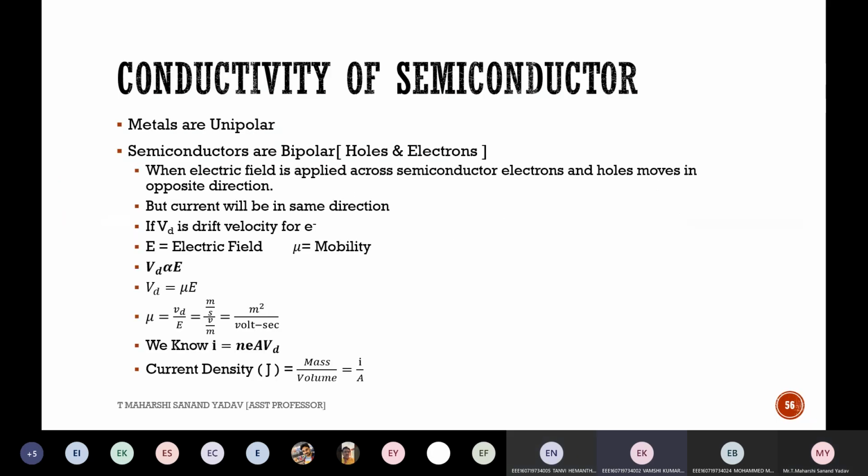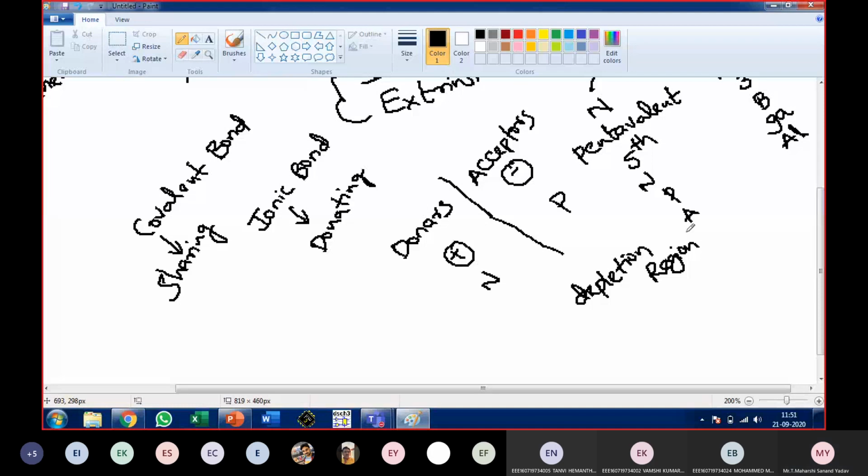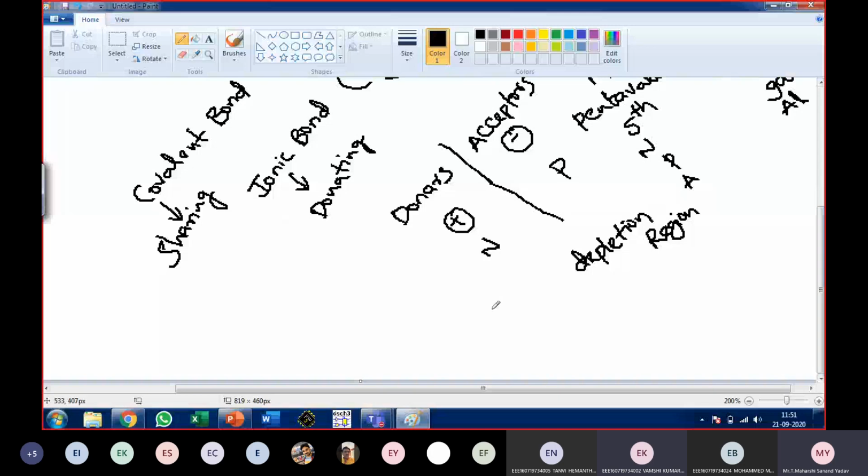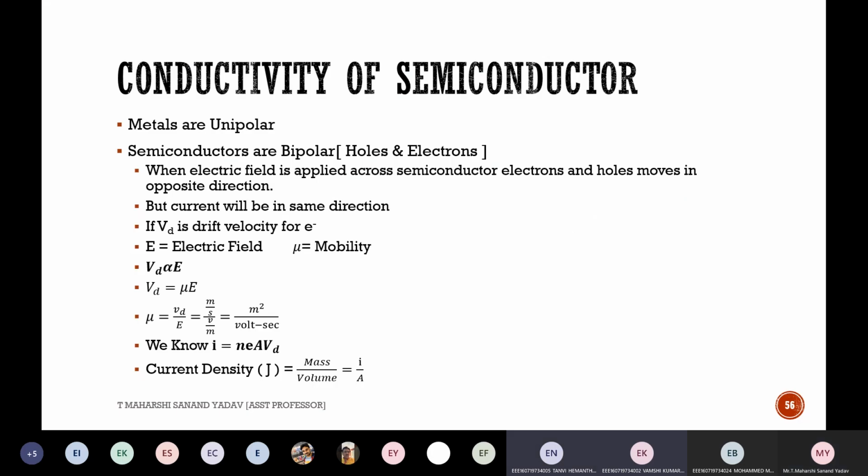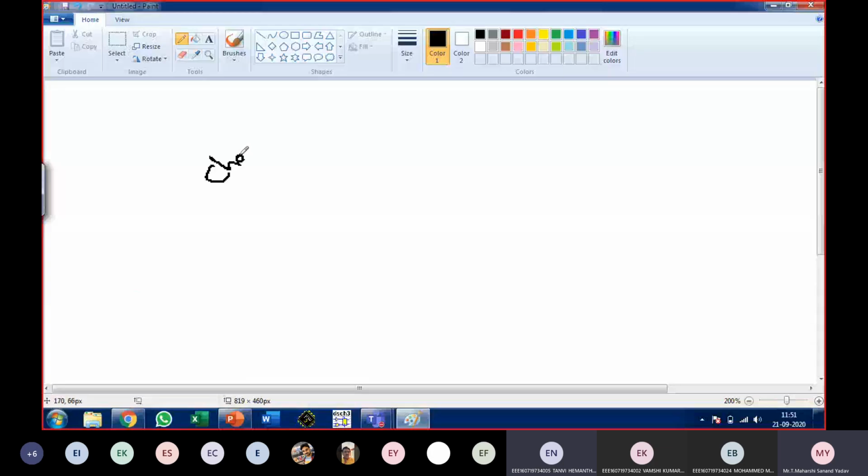What is meant by depletion region? It is the region between P type and N type. When do you see this depletion region? When the majority charge carriers on each side diffuse. So can I call it a charge gradient? Yes, sir, it is simply called charge gradient.